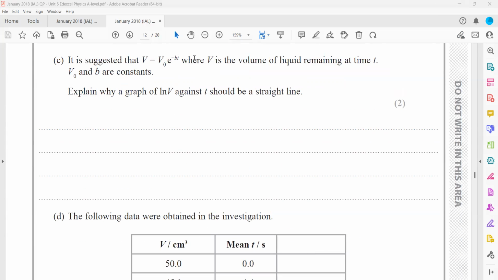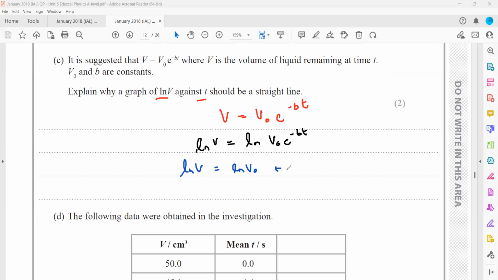It is suggested that V is equal to V naught e raised to the power minus bt, where V is the volume of liquid remaining, and V naught and b are constants. Explain why a graph between V and t should be a straight line. So we have V equals V naught e raised to the power minus bt. We take ln of both sides. So it will be ln V equals ln of V naught e raised to the power minus bt. When two quantities are multiplied, we write them as an addition in ln. So we'll write ln V naught plus ln e raised to the power minus bt.